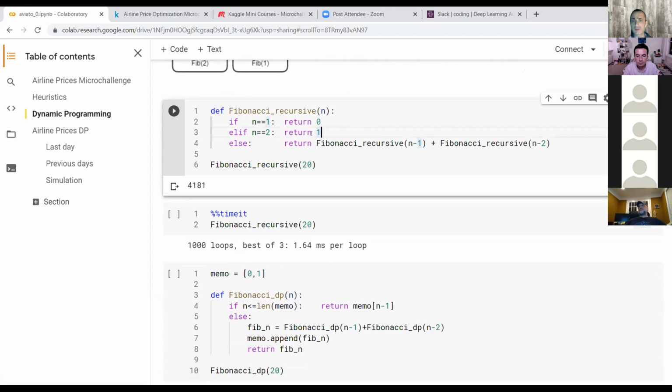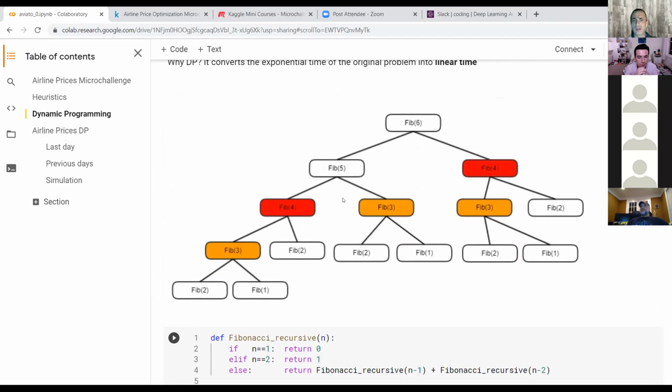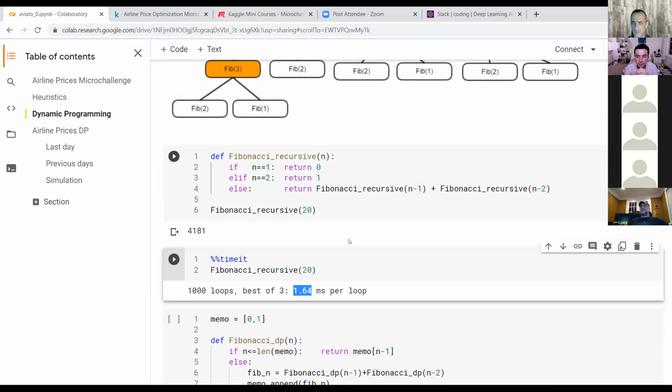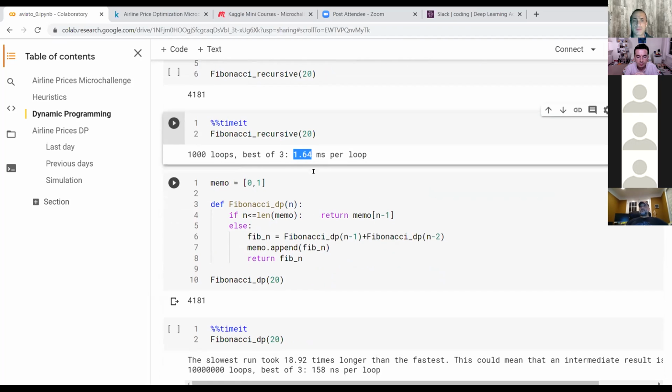Building first the recursive solution, which is the wrong way to go here. Fibonacci 20 takes 1.64 milliseconds per loop. Because this is a binary tree, it's 2 to the 20th, around a million calculations, around a million steps here in Fibonacci 20. And if we want to calculate Fibonacci 40, forget about it. It will not be able to calculate.